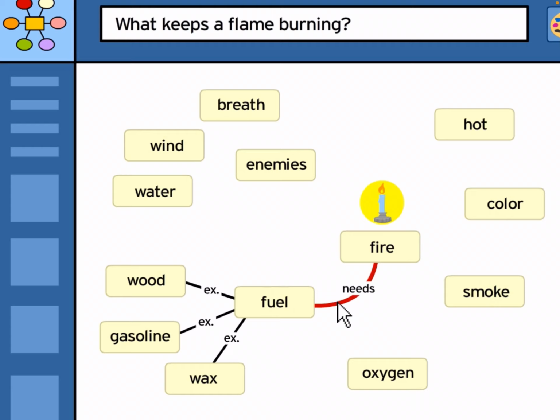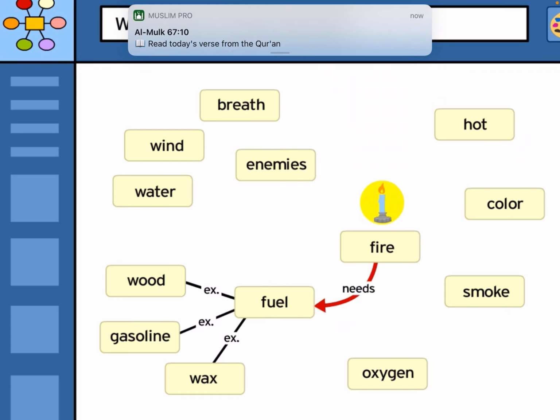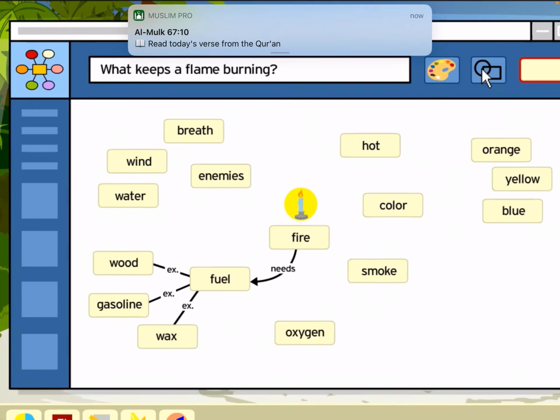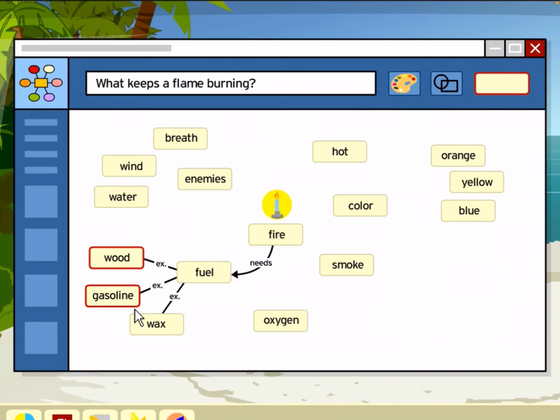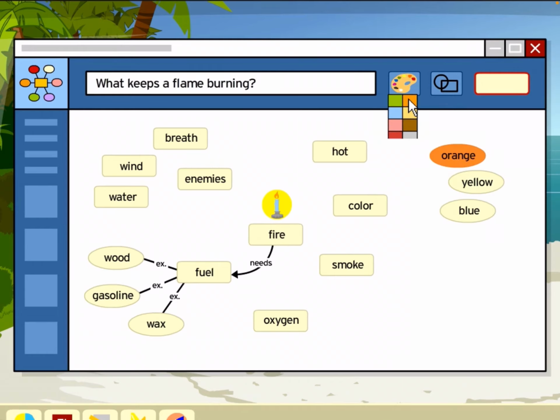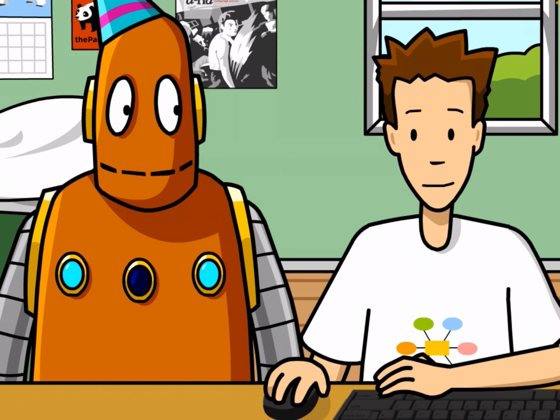Since this relationship has a direction to it, let's make it an arrow. Fuel types we can leave as lines, since it really doesn't matter which way you read it. And I'll give them a different shape to show that they're examples of a broader idea. Images and colors can add even more context to your map, making it easier to read. Nope, these are just my personal choices. Use whatever makes sense to you.